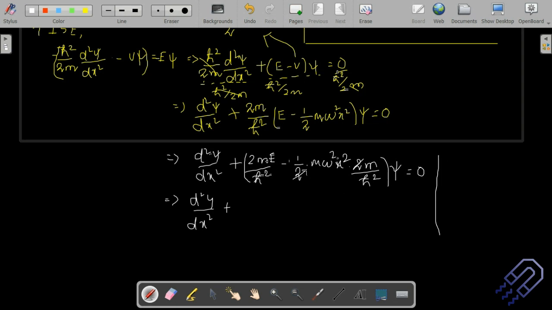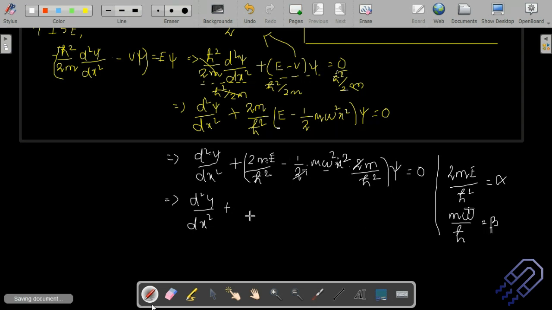Okay, let me write it down here: 2mE by h cross square. Let's take this term to be alpha. Okay, and then we have got m omega. You see, this will become m square omega square by h cross square. So let's take m omega by h cross. Let me take it as beta.